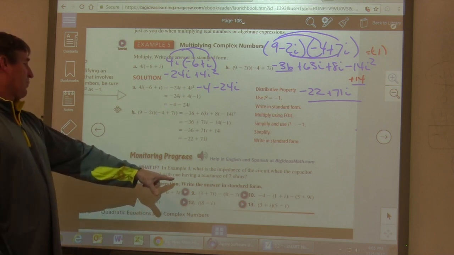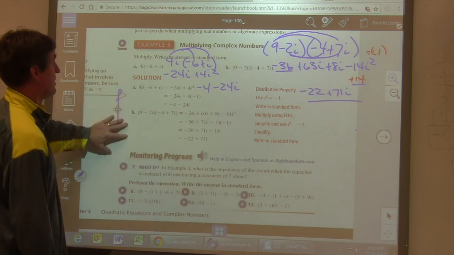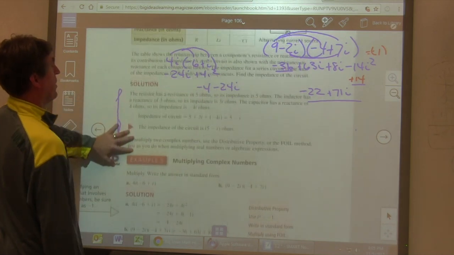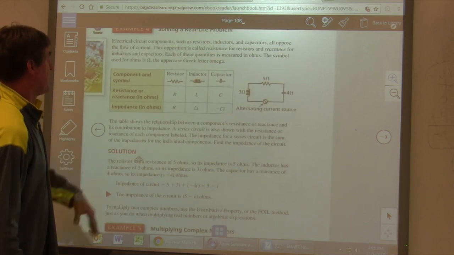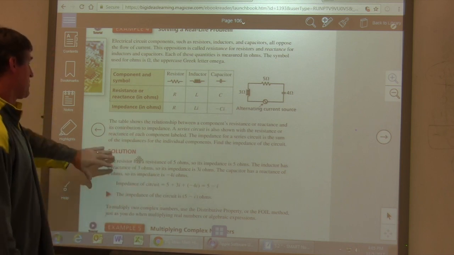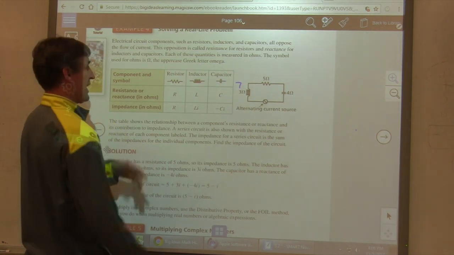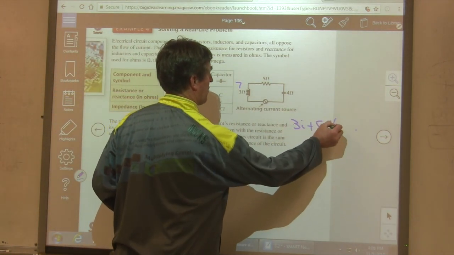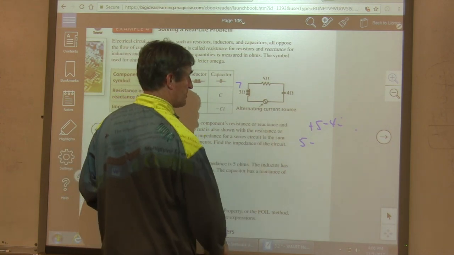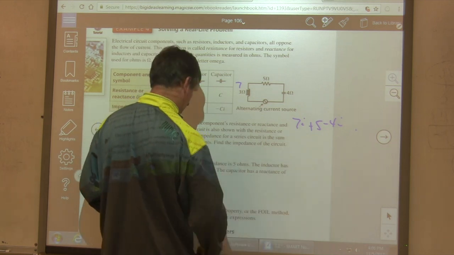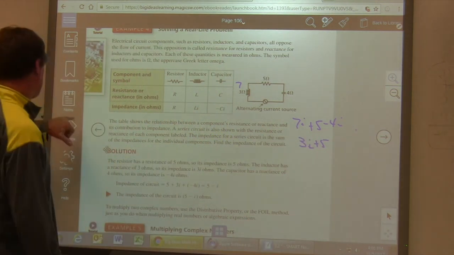So if you look at this, they're just asking, what is the impedance of the circuit when the capacitor is replaced with one having a reactance of 7 ohms? So if we go back up to this problem, they're asking, what if the reactance is changed to 7? And in this one, our reactance was 4. So now we're just changing this to 7. And so now again it would just be 3i plus 5 minus 7i. So that would be 5 minus, oh excuse me, this would be 7i. So that would be 7i minus 4i would be 3i plus 5, or 5 plus 3i, doesn't make any difference what order you do that in.